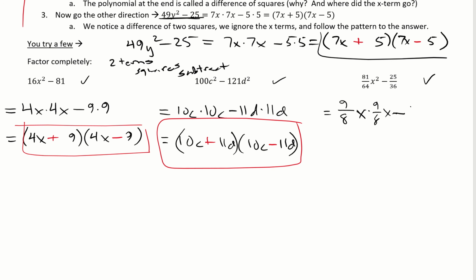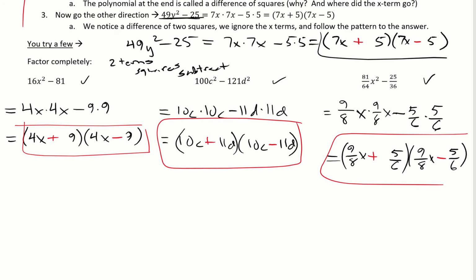Minus 5 over 6. See how I'm slowing down? 5 over 6. I'm not used to it; I can just do these in my head because that's what practice does for you. So we're going to go 9 over 8x and 5 over 6, and 9 over 8x and 5 over 6. And what do we have to do? We put a plus here and a minus here, and we go home for supper. That's how difference of squares goes.